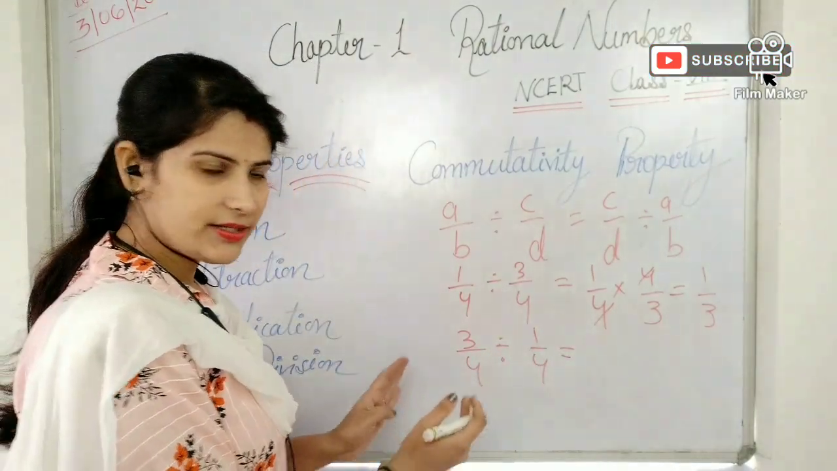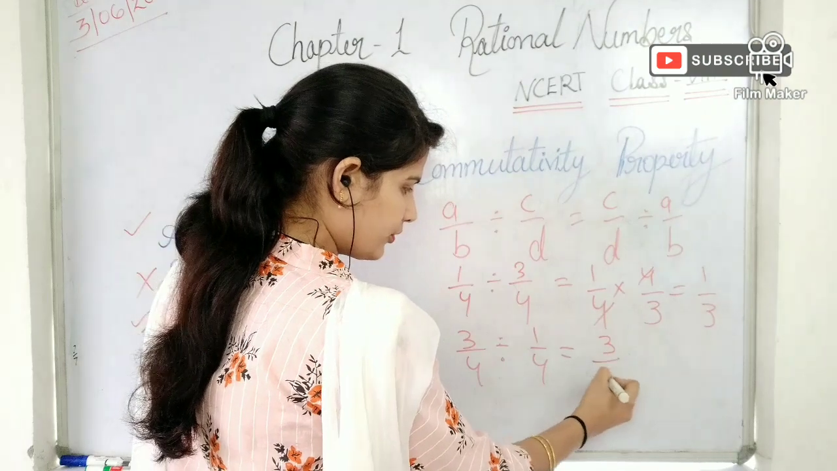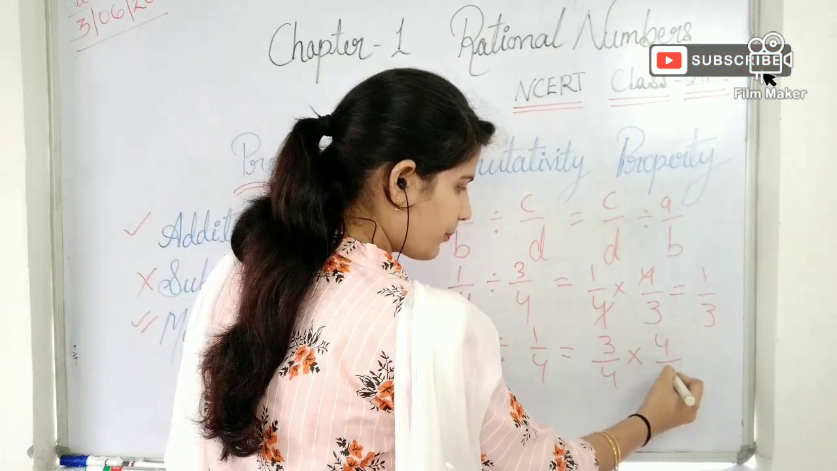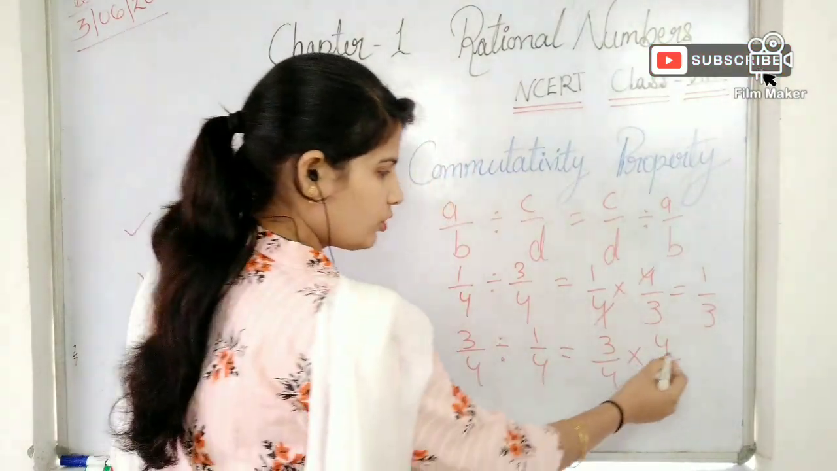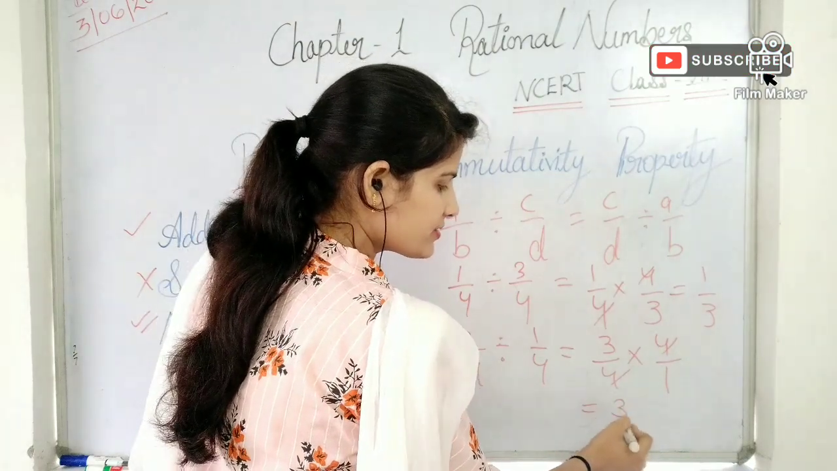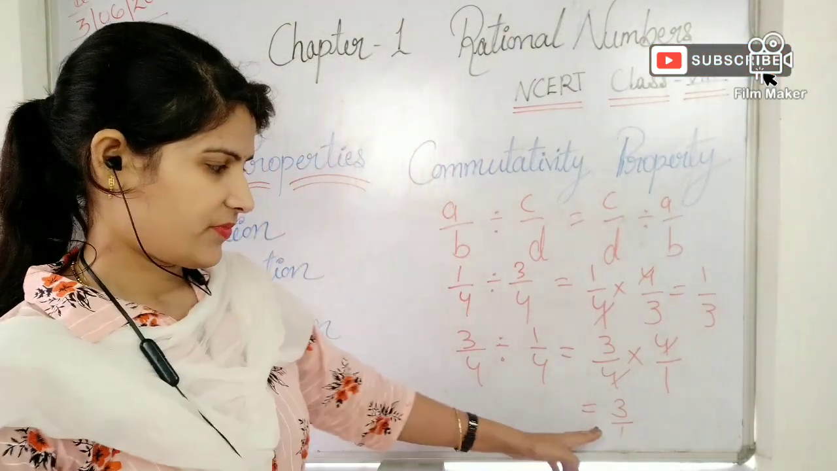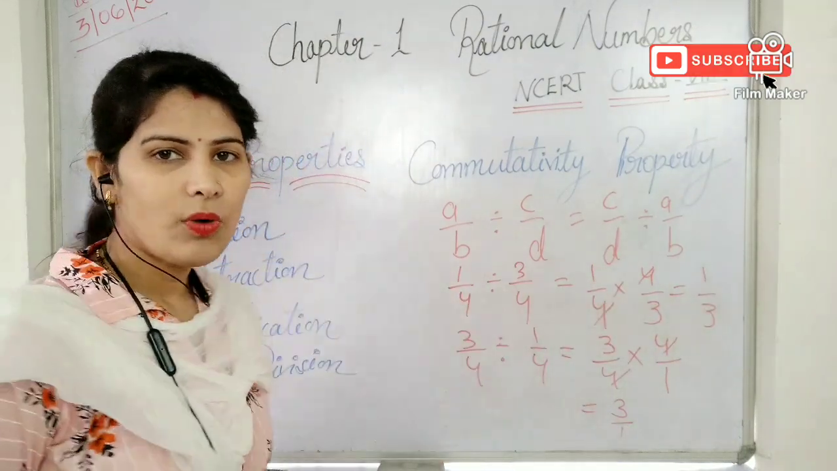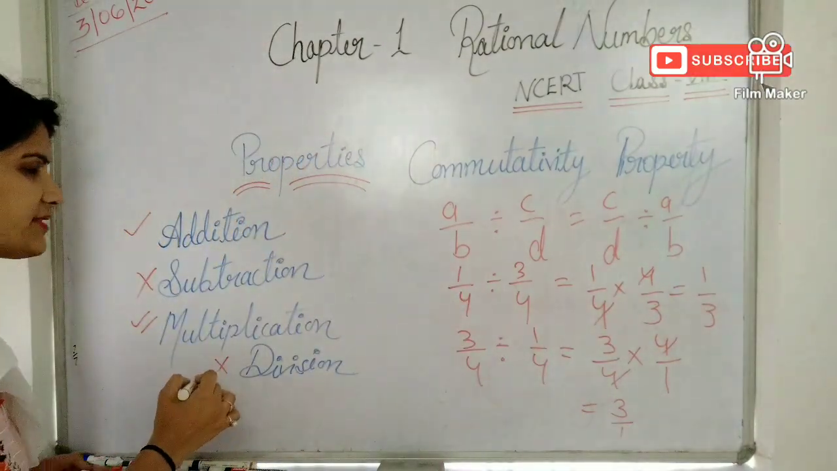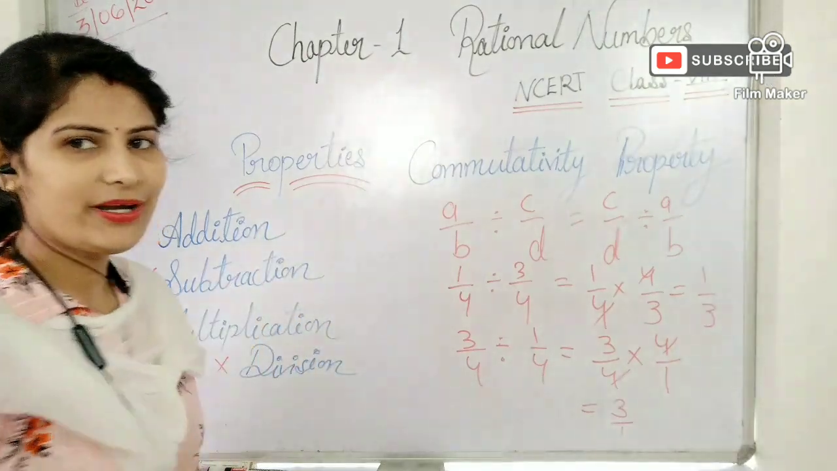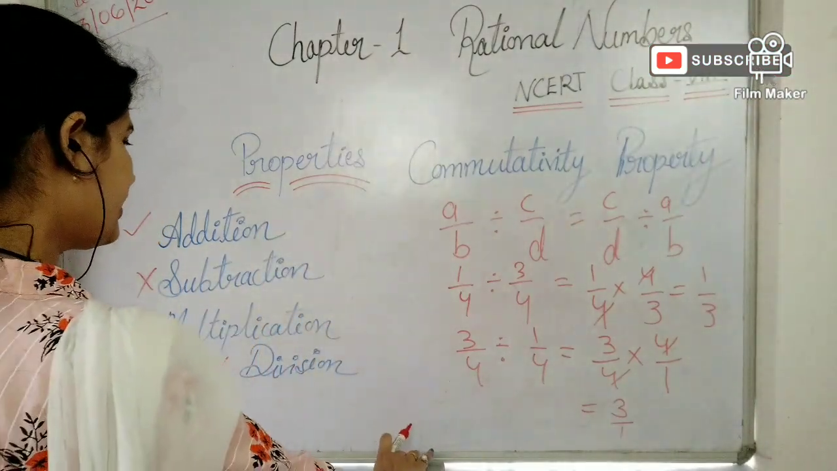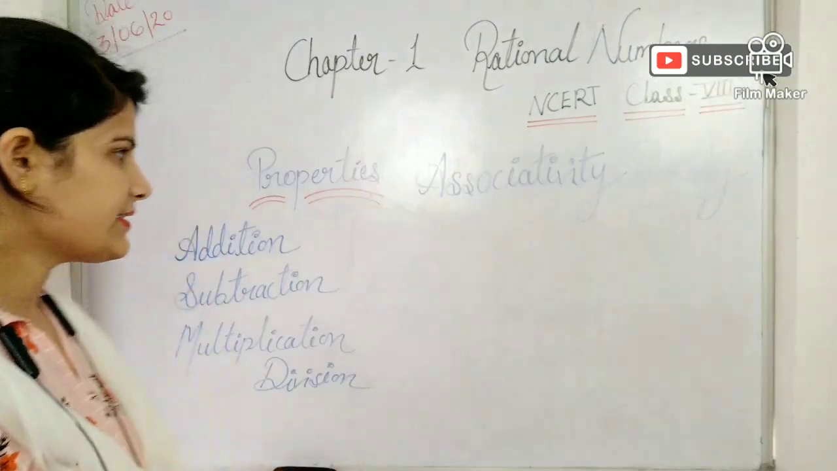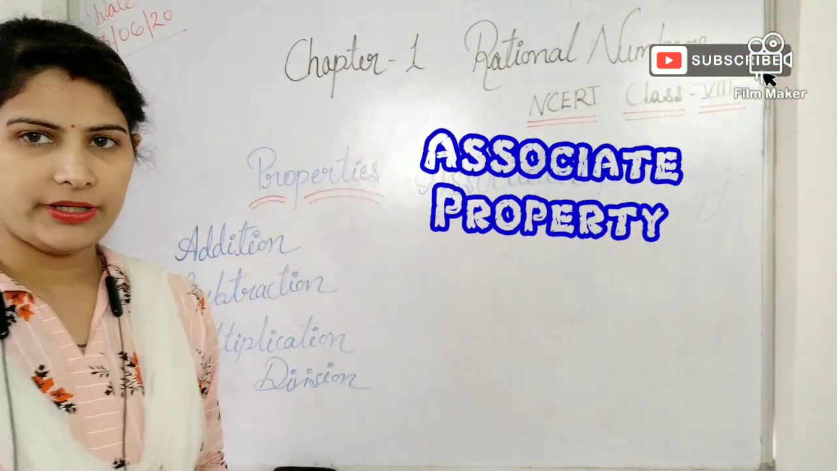Let us check the answer. 3 upon 4 multiply 4 upon 1. So 4 cancels out. Here is 3 upon 1. So these are changed, 1 upon 3 and 3 upon 1. That means division under commutative property is totally wrong. Clear? Let us see in associative property.